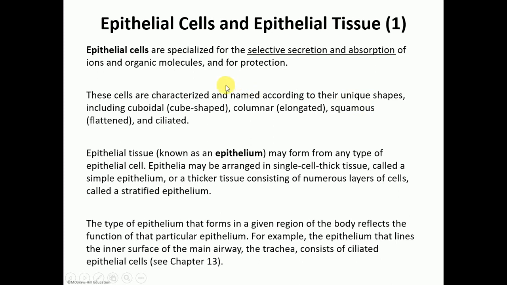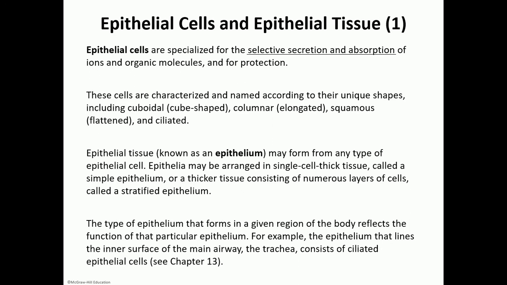If the shape of the cell is cuboidal, well, that's the name, cuboidal, it'll be cube-shaped. If the cell is elongated, we call it a columnar epithelium. If it's a flat shaped cell, we call it squamous. Some people call it squamous. I tend to call it squamous. And sometimes they would have cilia. Cilia are kind of like hair-like projections off of cells. So we name them according to what these cells look like.